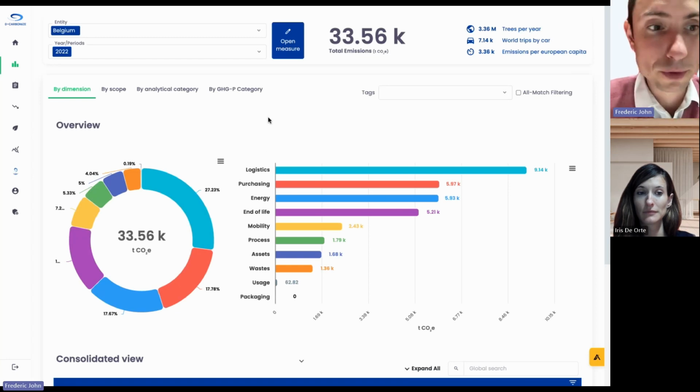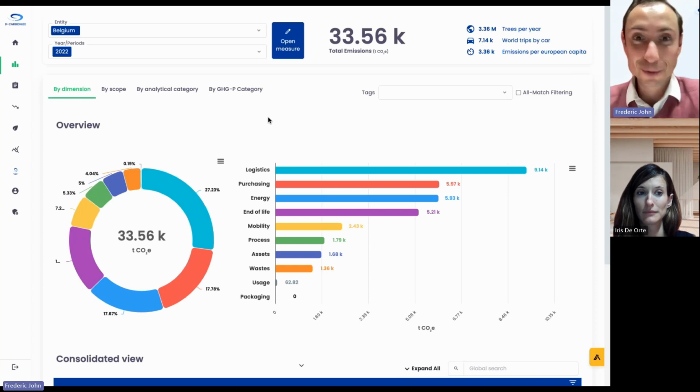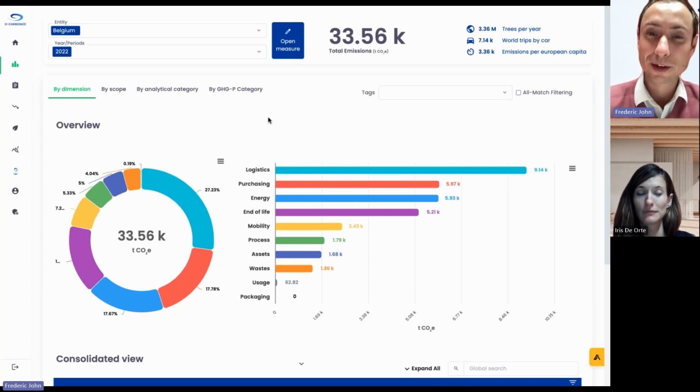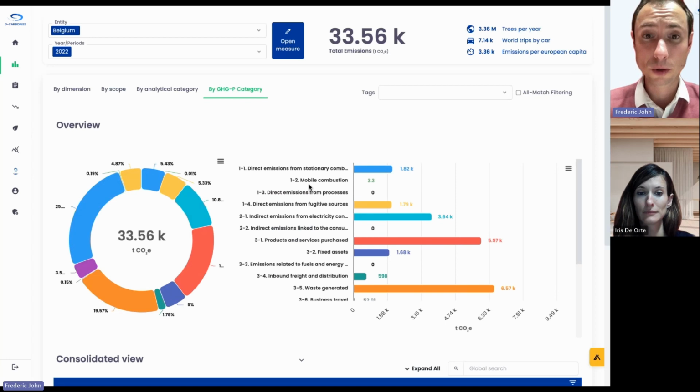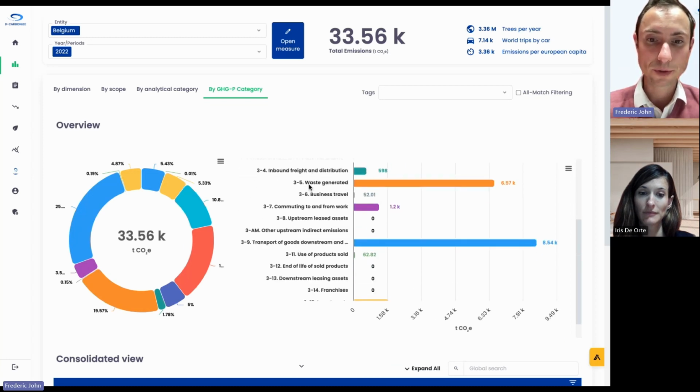So obviously, for the sake of this webinar and demonstration, we anonymized everything, but so that you have an idea of what it looks like. We can see emissions per dimension, but also per scope, or also per category of the greenhouse gas protocol. You remember the ones that I showed you in the last slides of the presentation.